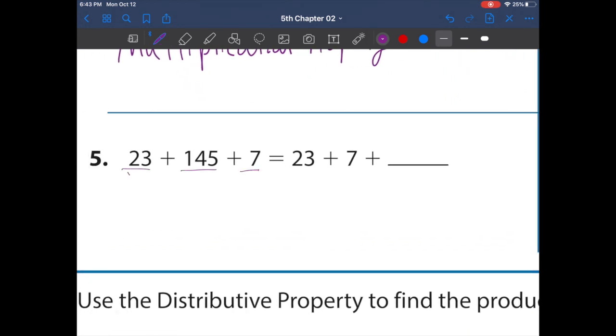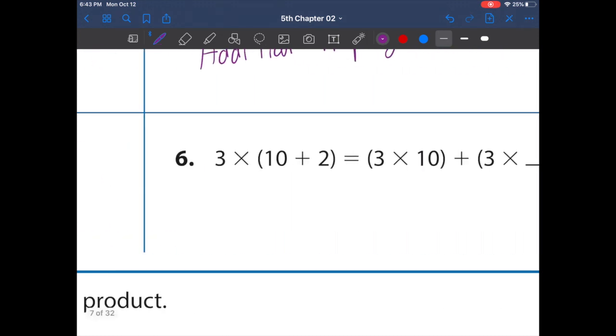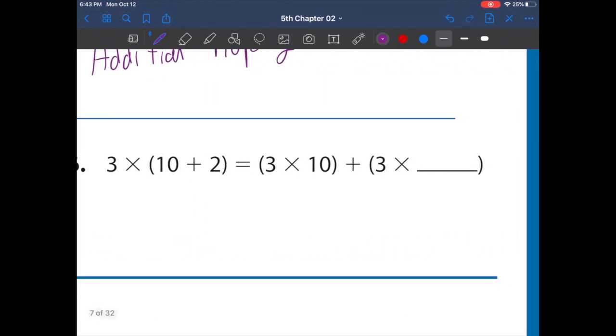So let's see what they're doing this time. We have 23 plus 145 plus 7. Looks like we're changing the order up. So we have 23, we have 7, and then what goes in this space? Well, that'll be 145. What is a property called when we can move things around? That's going to be the commutative property. When we can change the order. So commutative, we can change the order.